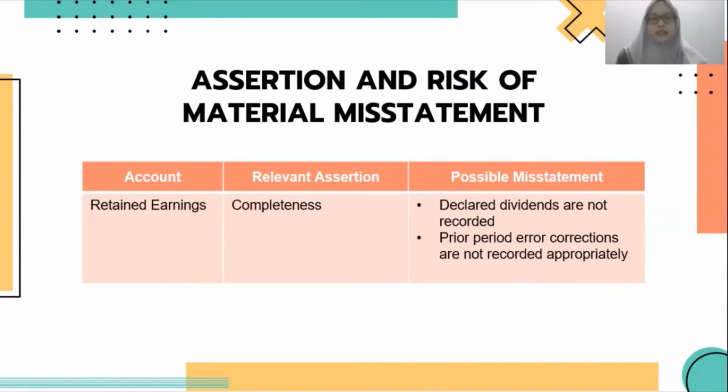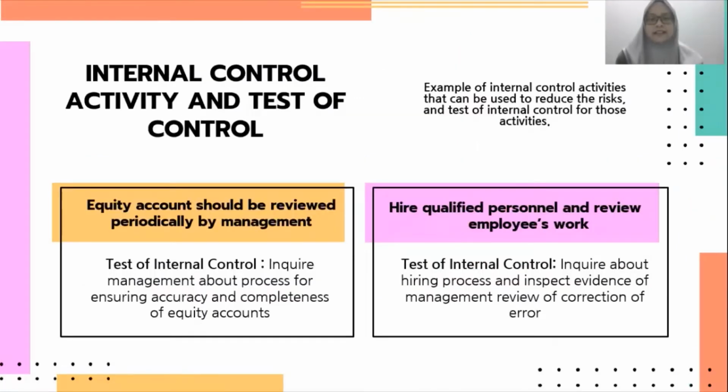Examples of common problems that may cause material misstatements are failure to record a declared dividend, and correction of prior period errors not being appropriately recorded. Then, these are two examples of internal control activity that can be used to reduce the risk.